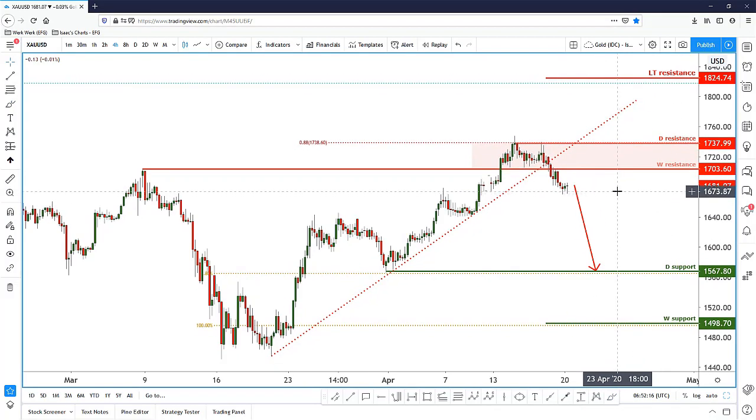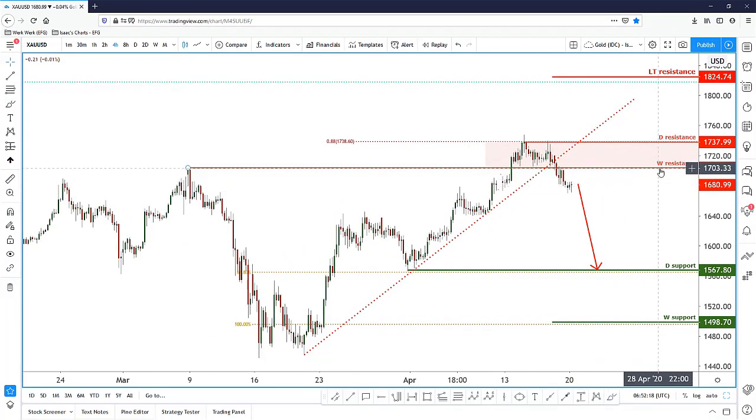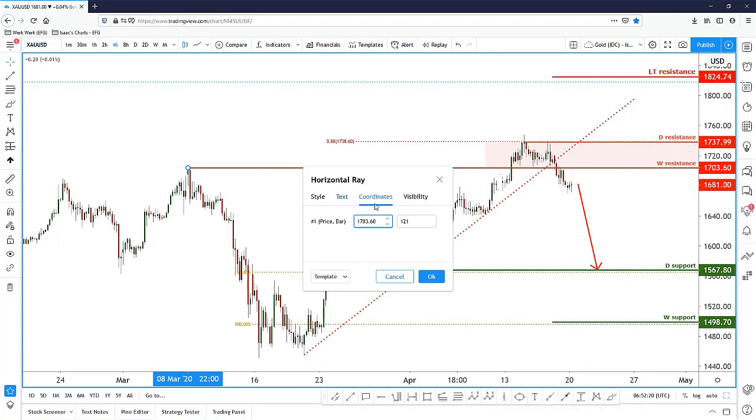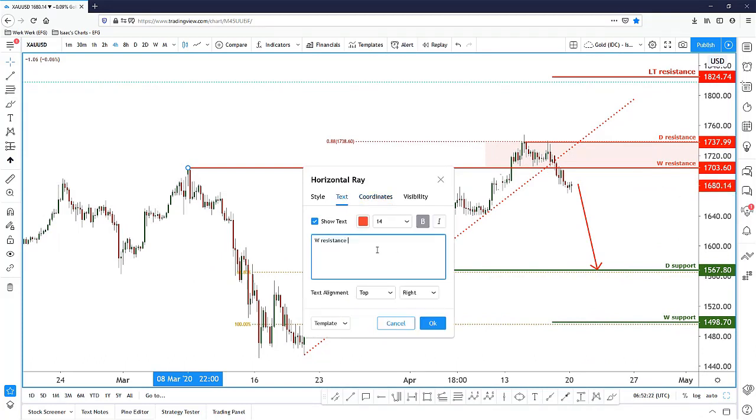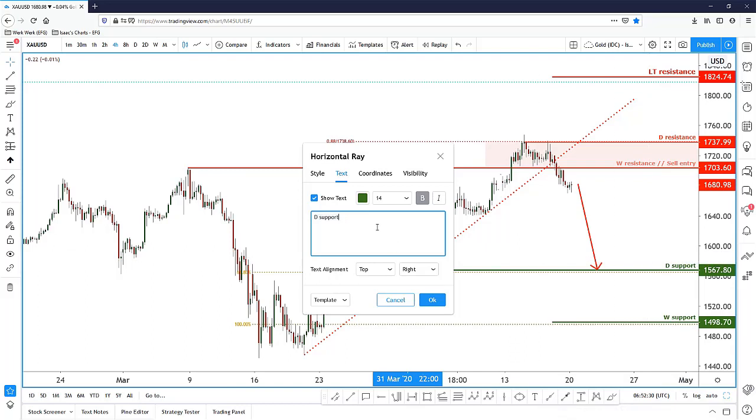Okay, so this is the trade of the day that we have for today. What I'll actually do is I'll use this weekly resistance as sort of my entry, my sell entry. And I'll use my daily support as my take profit. Okay, and my daily resistance as my stop loss.